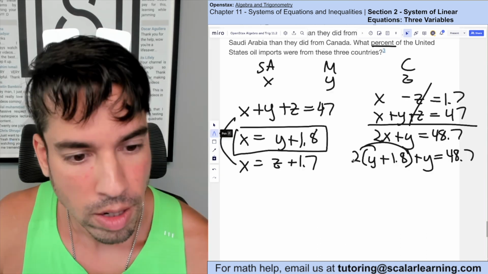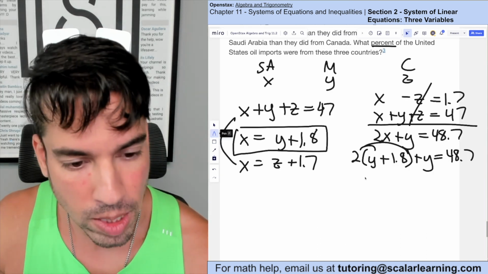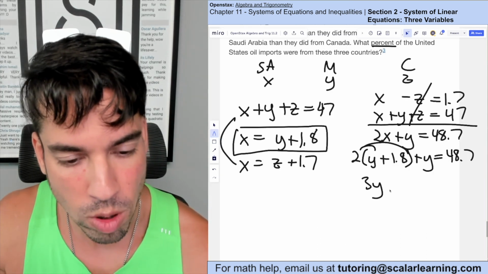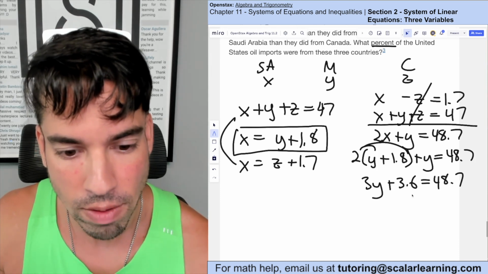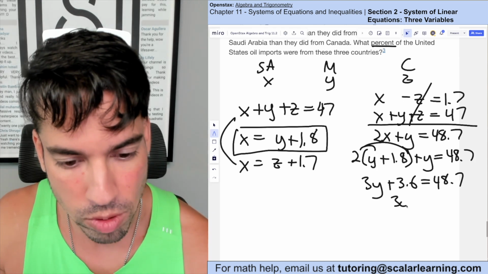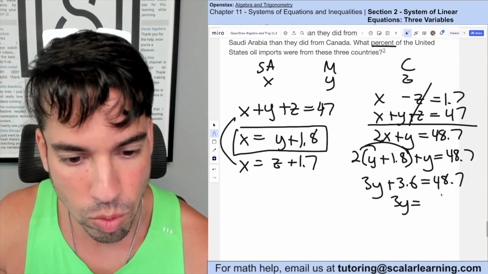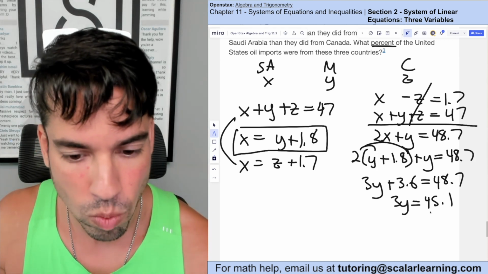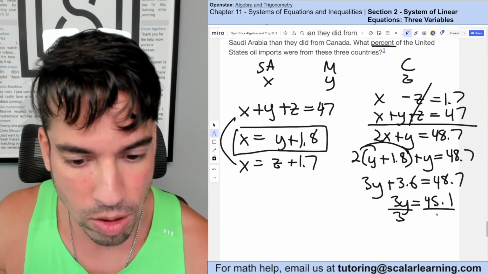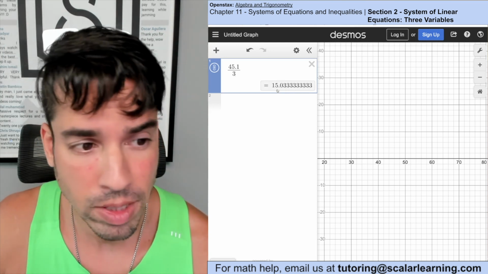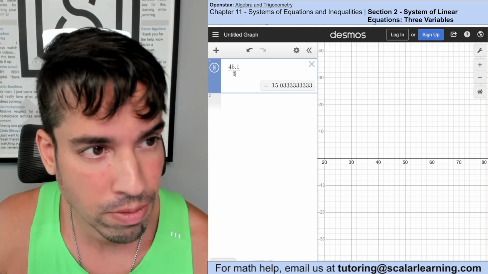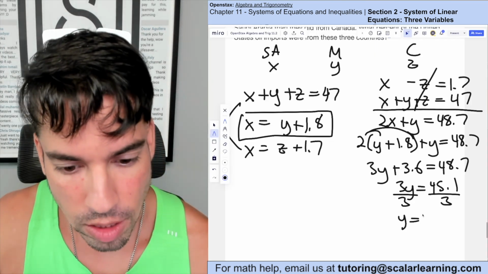Distribute. Let's make some more room. And that's going to be 2Y, but I'm going to also combine it with that Y, which is 3Y. 2 times 1.8 is 3.6 equals 48.7. Subtract 3.6 from both sides, and 3Y equals 45.1. Last but not least, divide both sides by 3. And let's go ahead and do that in Desmos. And we get really close to 15, right? So we're going to approximate and just say 15%. So Y is equal to 15.